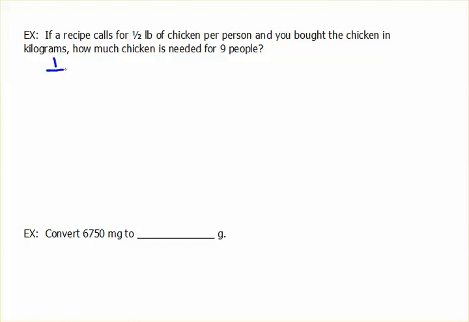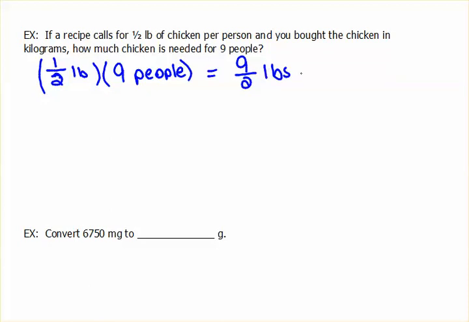So to begin with, let's say a half a pound times 9 people, that would end up being 9/2 pounds is what we need. Okay, now we're going to buy this though in kilograms, so we need to know how much is 9/2 pounds in kilograms. So we're going to start off with what we're given, 9/2 pounds, and put that over 1 times.